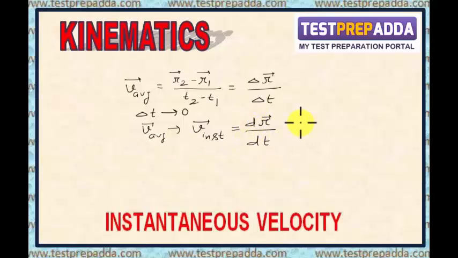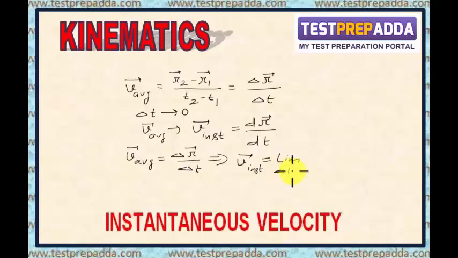Got the idea? So V average is delta r by delta t. With the help of this, if I write V instantaneous, then it will be limit delta t tends to 0 of delta r by delta t, which we write as dr by dt.